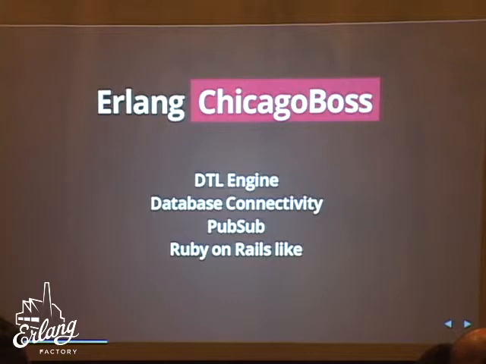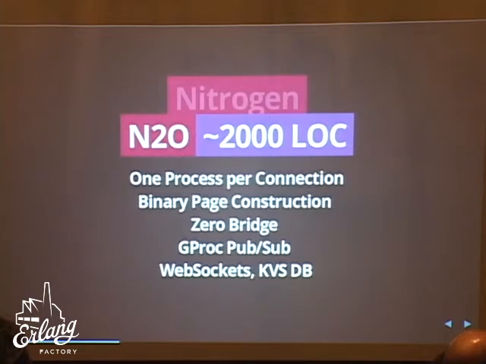Chicago Boss has some additional packs like BossDB for access to databases. It has the BossMQ library, and it is also Ruby on Rails like. So you develop the pages using a similar approach to Ruby on Rails. We also took the Django templates library from that framework because it's very well known. It's good. It compiles. And we had Nitrogen.